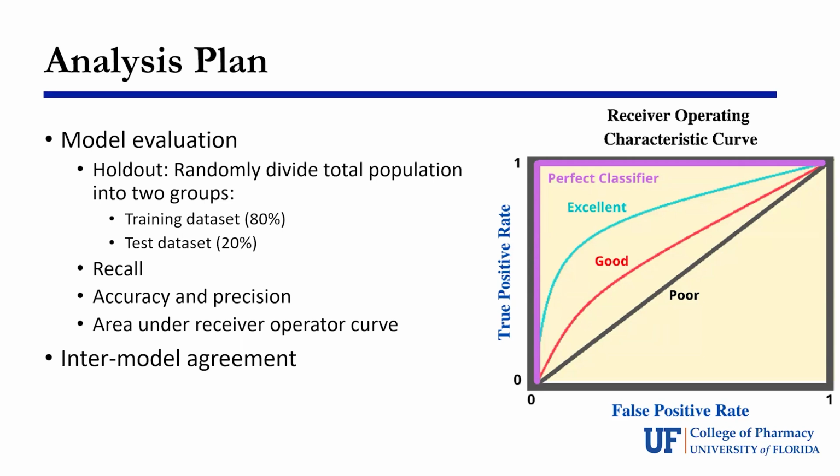ROC curves are a really great way to look at predictive ability. Hopefully we'll be closer to this purple. Realistically, if we're anywhere between this red and blue, we'll be happy. And then another thing we're going to look at, because we're using multiple models, is intermodel agreement. If all of the models are saying a similar thing, I think that makes us feel much better about the results than if each model is giving us a different answer.